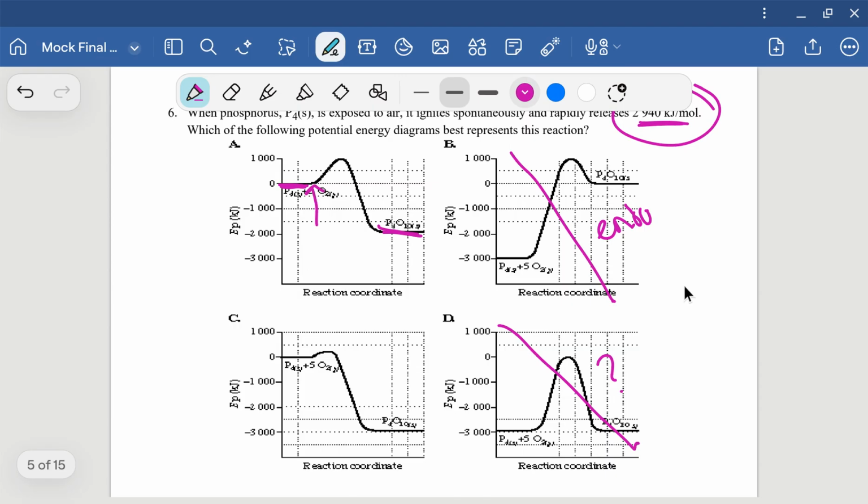So you want to see that your distance is adding to 2,940. So the first graph is a little bit short because it's actually just negative 2,000, but the next one does show it closer to negative 3,000, which is what we need. So this would be C.